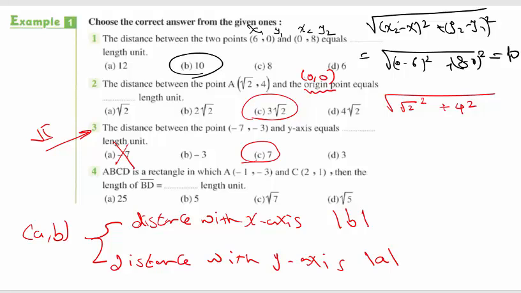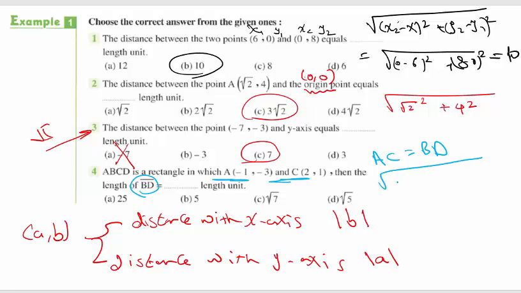ABCD is a rectangle, as we know, and as we studied before, in a rectangle each two opposite sides are equal in length, and also its diagonals are equal in length. So he's asking me about BD, and the given is about AC. Note that AC equals BD. Why? Because the diagonals of the rectangle and also the diagonals of the square are equal.